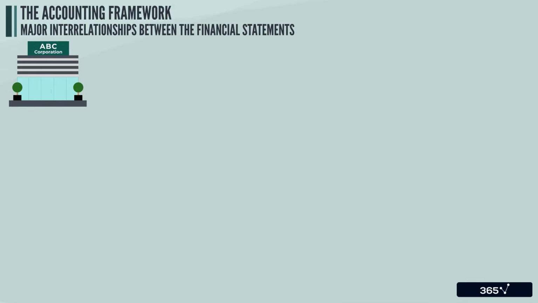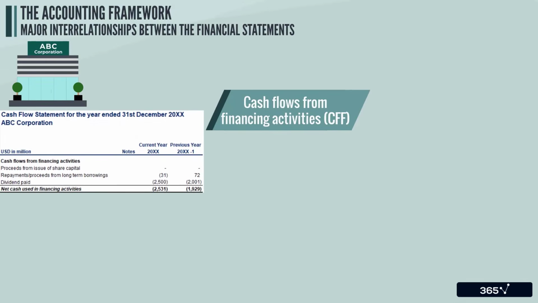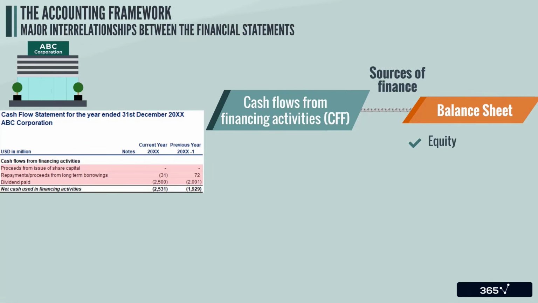The third and final component is cash flows from financing activities, CFF. Proceeds from the issuance of share capital, dividends paid, long-term borrowings repaid. What do these have in common? Well, they all relate to a company's potential sources of financing. Therefore, they have to do with the equity or non-current liabilities sections in the balance sheet. That's where we look for this type of information.